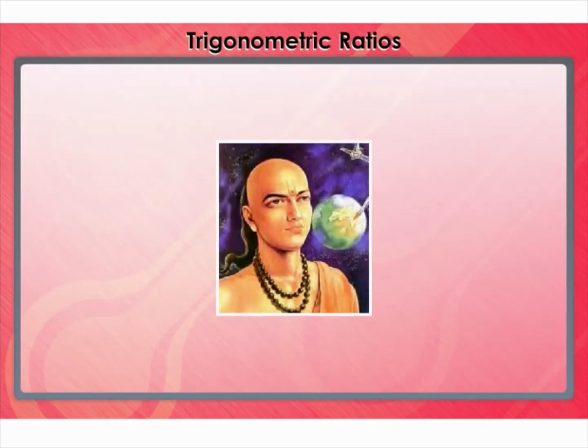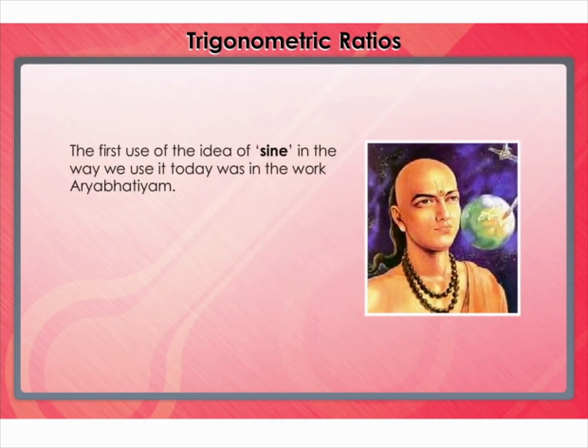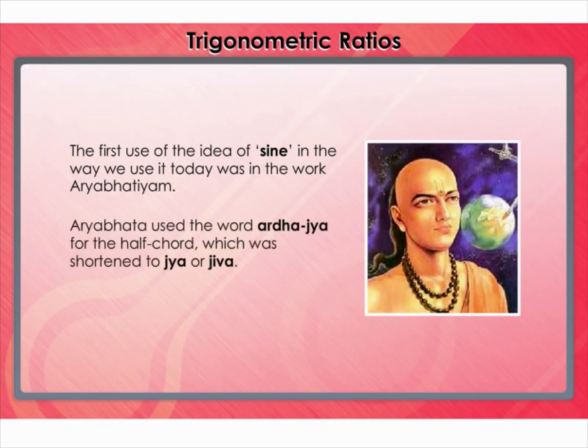Let's go through the history related to trigonometry. The first use of the idea of sine in the way we use it today was in the work Aryabhatiyam by Aryabhatta in AD 500. Aryabhatta used the word ardha-jya for the half chord, which was shortened to jya or jiva in due course. When the Aryabhatiyam was translated into Arabic, the word jiva was retained as it is. The word jiva was translated into sinus, which means curve, when the Arabic version was translated into Latin. Soon the word sinus, also used as sine, became common in mathematical texts throughout Europe.